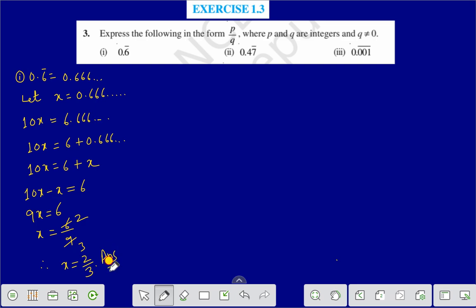Let's solve question number 2. Question number 2 is 0.47 bar. That means 7 is repeating. Let x is equal to 0.477 dot dot dot.